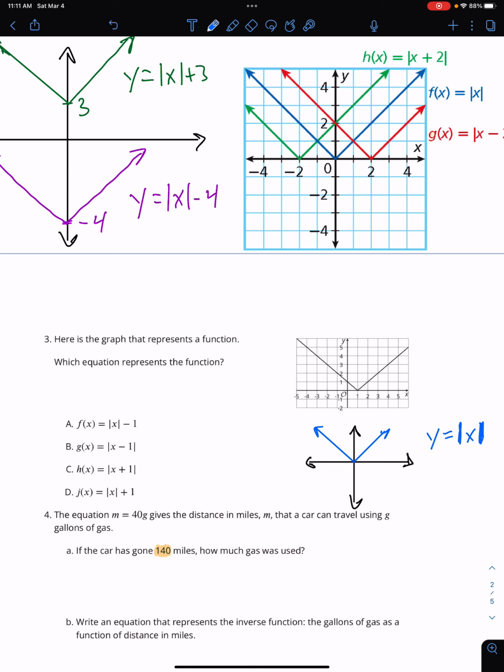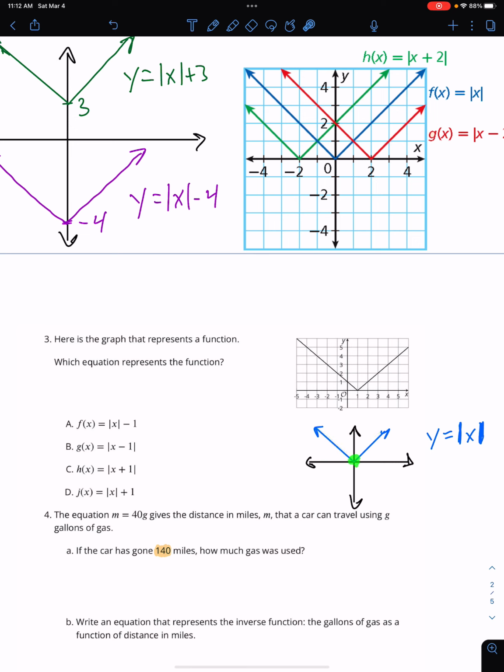So if you plugged in -1, y is going to be +1. If you plug in +1, y is going to be +1. If you plug in +4, y is going to be +4. If you plug in -4, y is still going to be +4. And that's why we get this V shape right here.